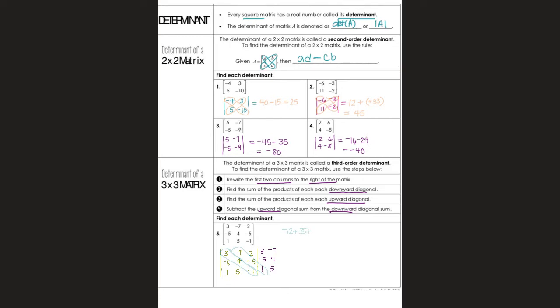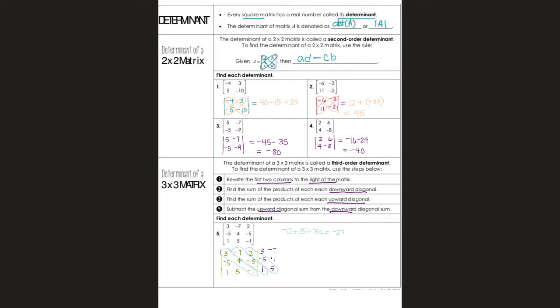Plus, and then again, multiply through here. That's going to be negative 25 times 2, so negative 50. And we need to put all of those together. So you have negative 12, 35, and negative 50. So if you put that together, you're going to get negative 27.